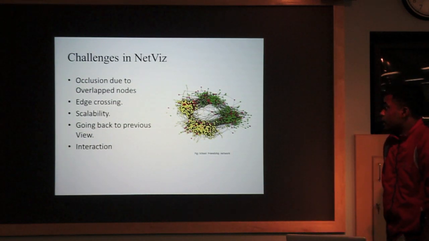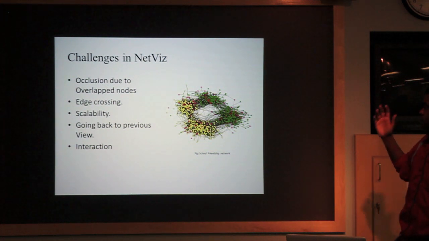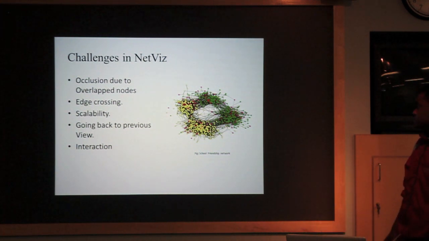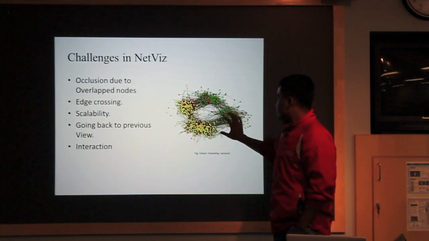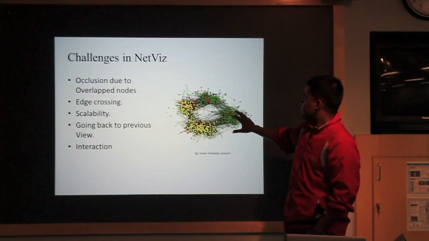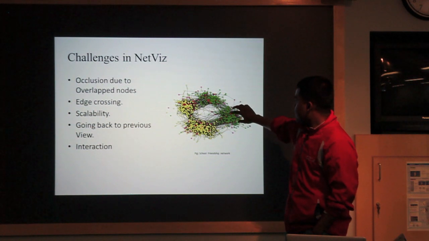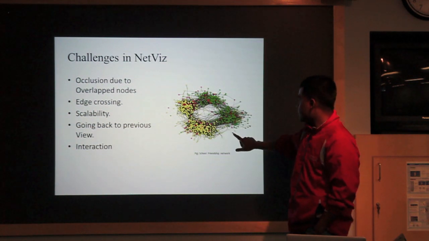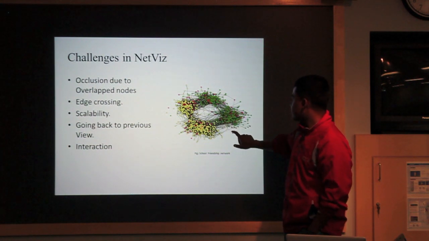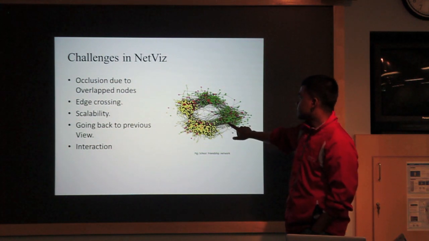So these are the common challenges that most of these projects are facing. Like we have overlapping nodes. You can see a lot of nodes are posted in the same positions. You have edge crossing. You can follow a path from this node to this node. It will be a mess, like a lot of edge crossing.